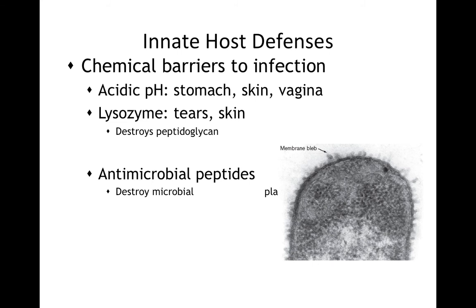In tears and in skin, we have lysozyme, and lysozyme is a large enzyme produced by our immune system. It's the extracellular enzyme that has the ability to destroy peptidoglycan, which forms the cell wall of bacteria. We'll talk about that more in a minute. And the immune system can also produce antimicrobial peptides, which are small peptides that have the ability to destroy microorganisms. And here's a picture of a peptide causing the blebbing of a membrane. It's destroying the membrane of this bacteria.